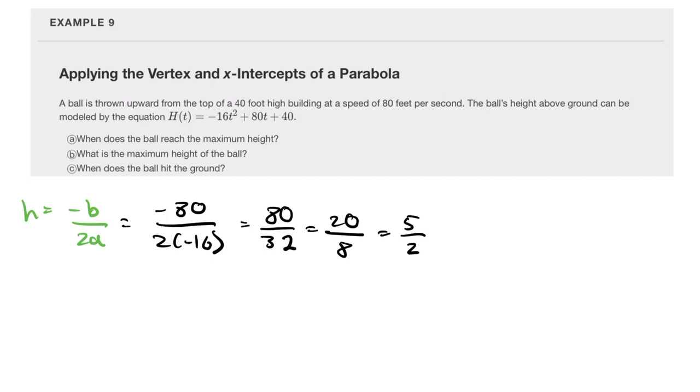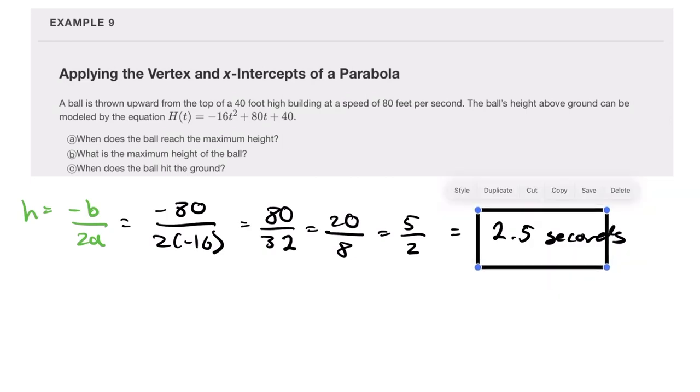So we have the x coordinate of our vertex. And I think that's all we needed for part A, because it says, when does the ball reach the maximum height? That's going to occur when our time is 2.5 seconds. After 2.5 seconds. Okay, that was part A.